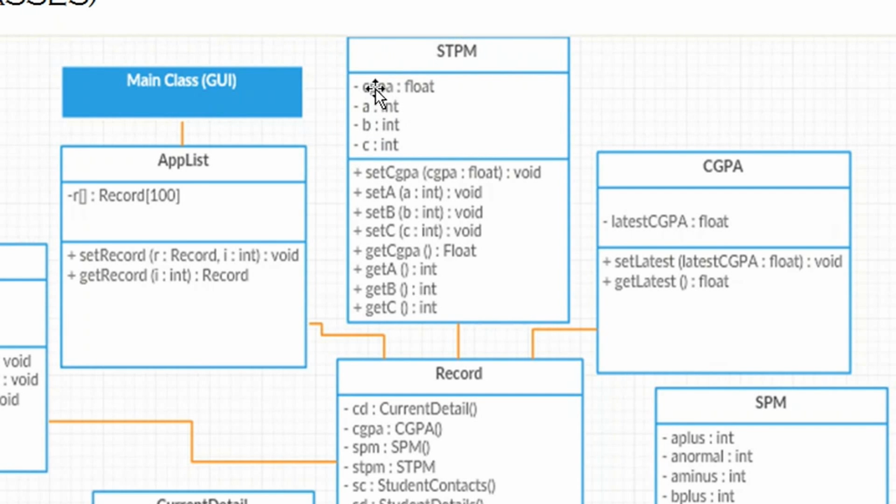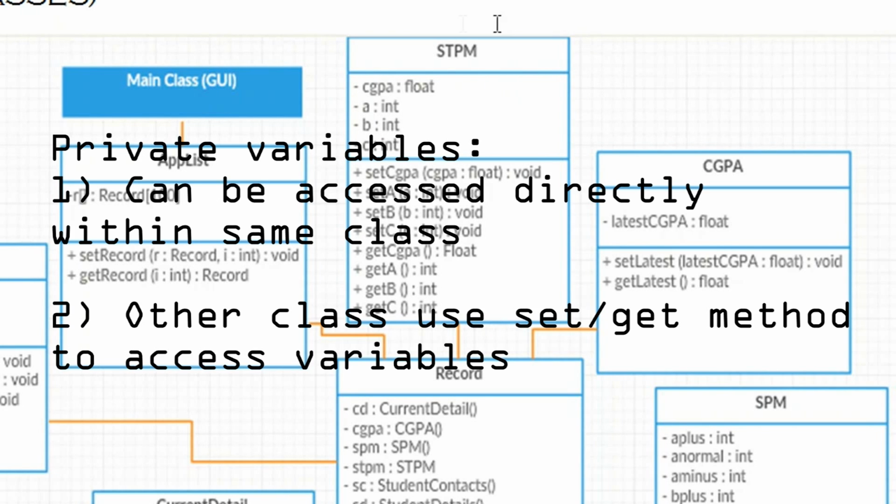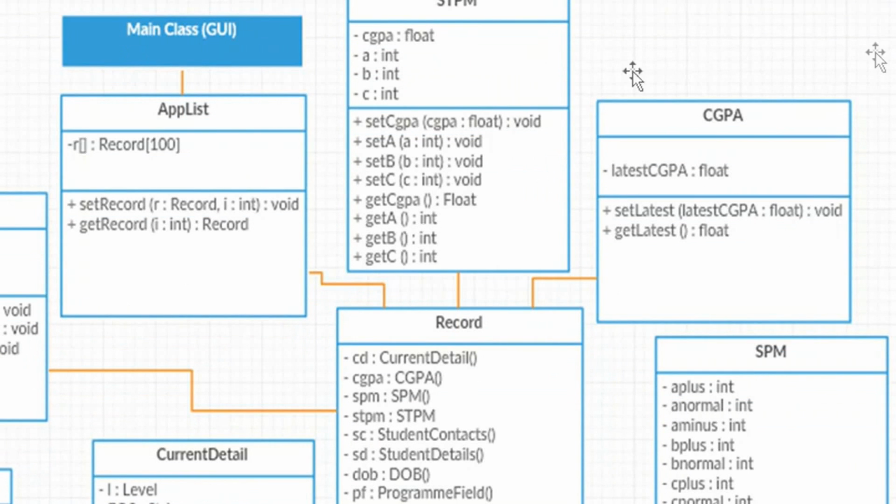However, these variables or data types are classified as private, as you can see by the minus sign next to it. These private variables, as we call them, can only be accessed within this STPM class directly. However, if let's say a CGPA class needs to access these private variables, one must use a setGet method to access them. Therefore, this setGet method should be public.